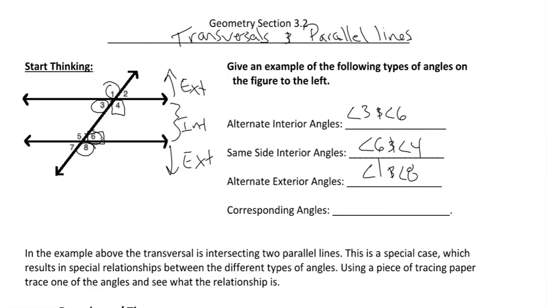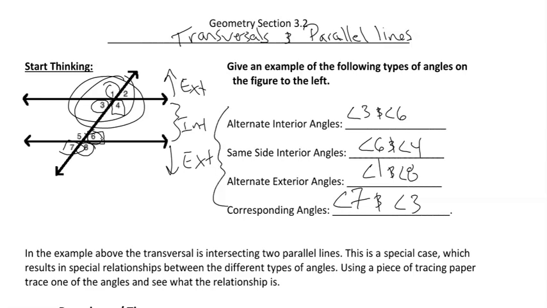Remember, we're not going to say 1 and 2, even though they're on the exterior and alternating sides, because those are just a linear pair. Corresponding angles. Let's do this one. Bottom left. What's the bottom left on this one? Bottom left would be angle 3.